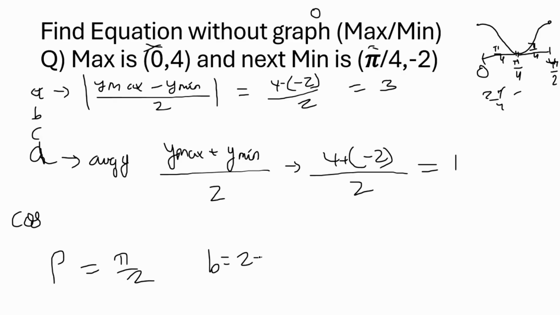So our b value is 2 pi over pi over 2. Dividing by a fraction is multiplying by its reciprocal. These two cancel, and our b value is 4. Our c value, as you remember, is anything we choose. And since we're choosing a positive cos, it's going to be our max. Okay, so our c value, the x value of our max, is 0.